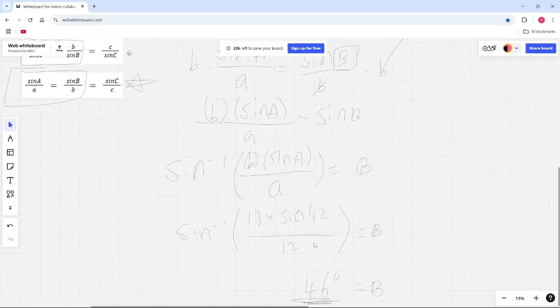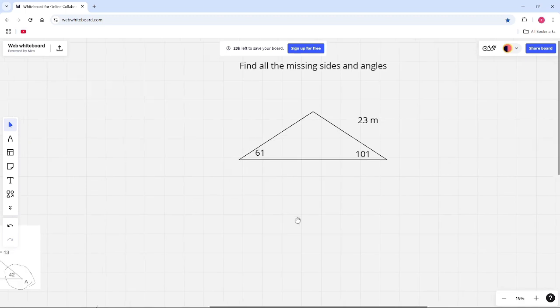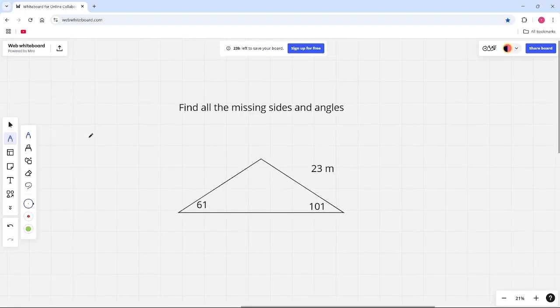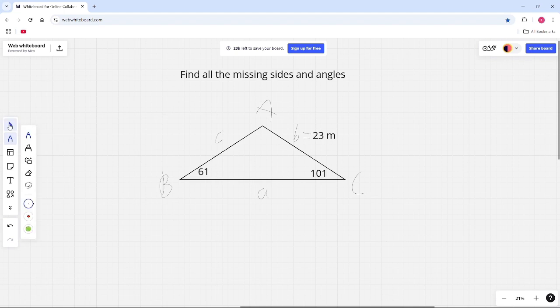Now, let's solve for another problem over here. So first, I'm going to label the triangle. So this will be A, B, C. So now this side will be lowercase b, this side will be lowercase c, and this side will be lowercase a. Now, let's see which pairings we have. We have angle B, which is 61 degrees, and we have side length lowercase b, which is 23 meters. So that is one pairing, so we can use sine law.